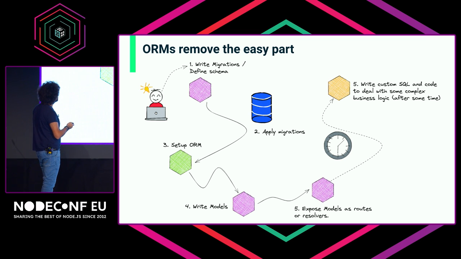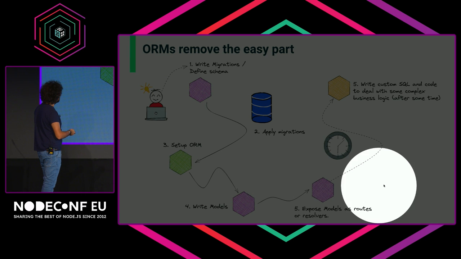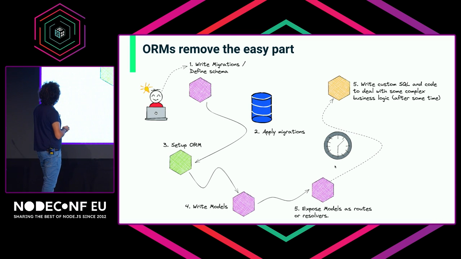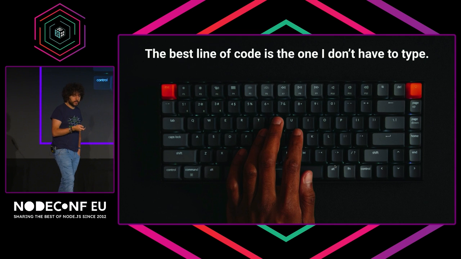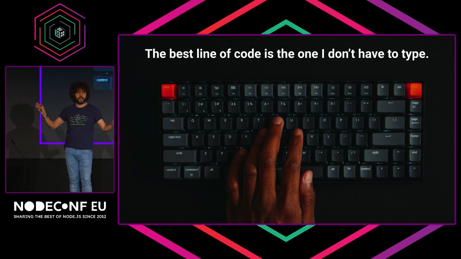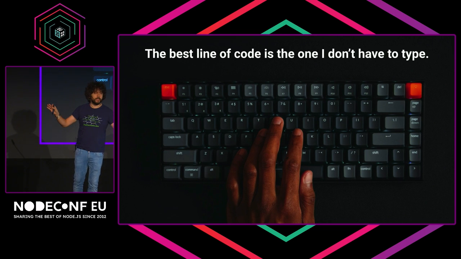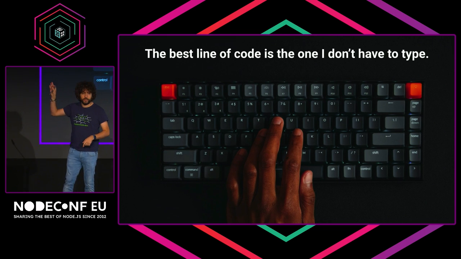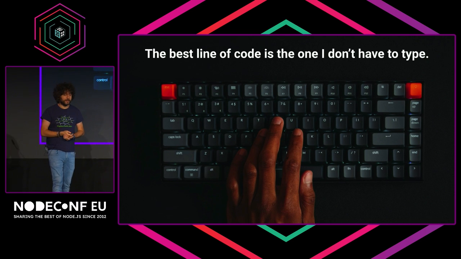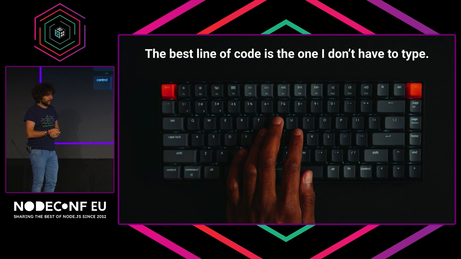So what can we do, okay? Note that if you're using an ORM, you're also exposing your models as routes. So you're doing some work here and so on. Cool. What can we do? Well, I claim that the best line of code is the one that I don't have to type or maintain, mostly maintain. I have a lot of open source, 12 billion downloads per year. So the best line of code is the one that I don't have to maintain, myself at least. Might be somebody else's problem. Anyway.